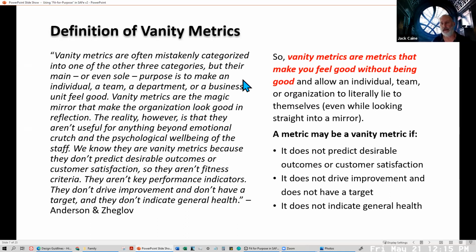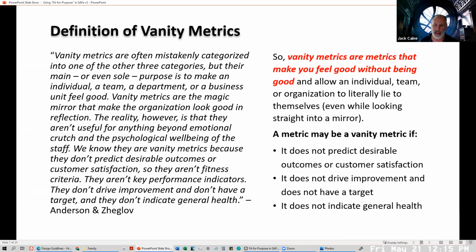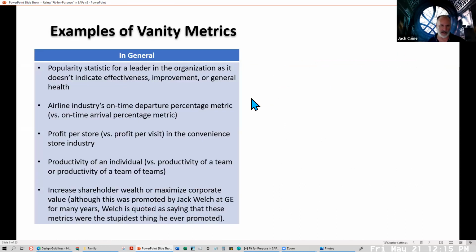So a metric may be a vanity metric if it does not predict desirable outcomes or customer satisfaction, if it does not drive improvement and does not have a target, if it does not indicate general health, it may very well be a vanity metric. We got a lot of those running around here.